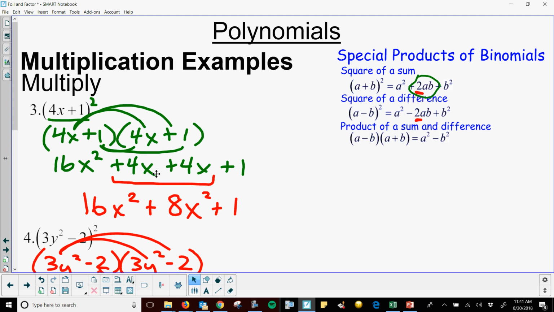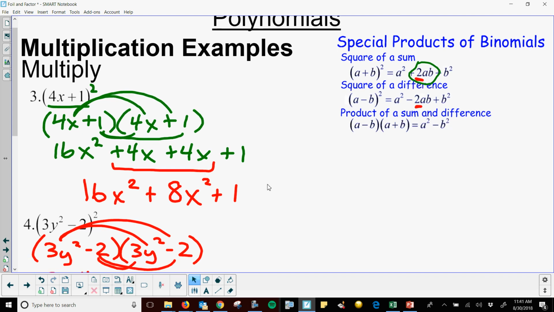Make sure you FOIL correctly. Combine your like terms, just like that. I will also say, when you see this, and you only get two terms, a 16x and a 1, you should remember there's something in the middle, and it's going to be the same thing twice. There's a whole reason why there's a 2 in this formula.